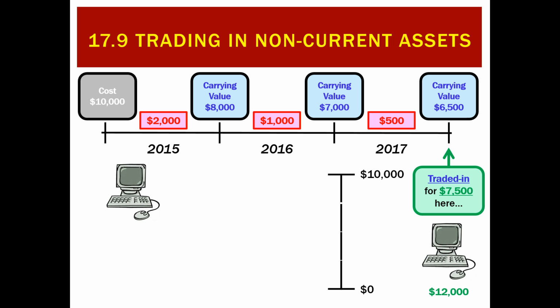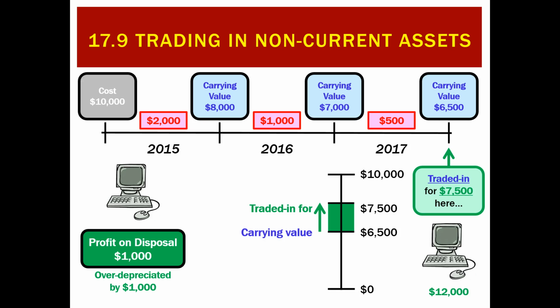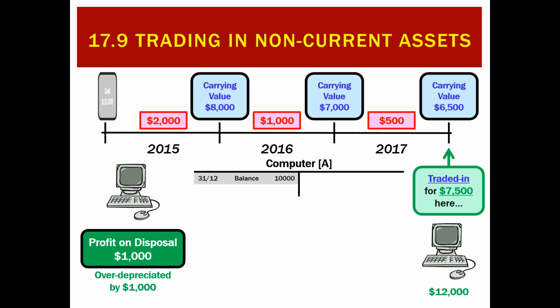So just to explain what's happened when we dispose of the laptop, we've got a $10,000 laptop. When we dispose of it, it's got a carrying value of $6,500, so we've depreciated $3,500 of it, but we're going to dispose of it for $7,500. So we've actually made a slight gain on disposal there, a profit of $1,000, which will be a revenue. Let's look at the ledgers.